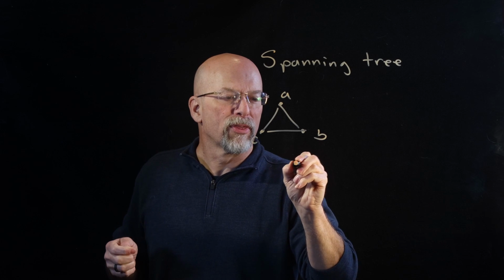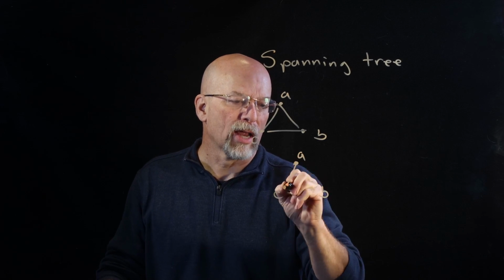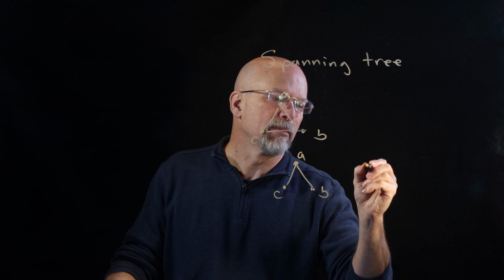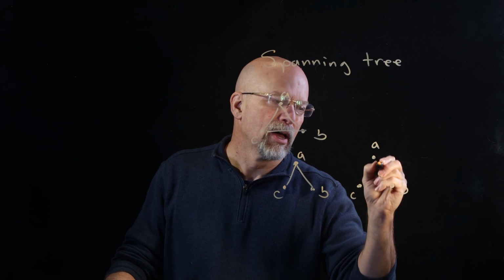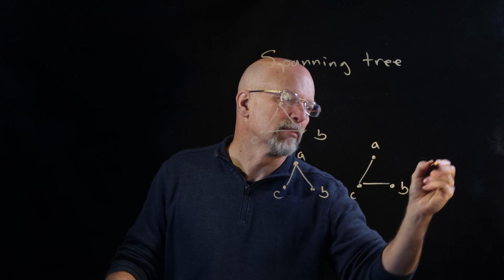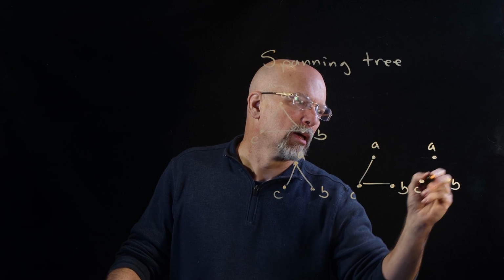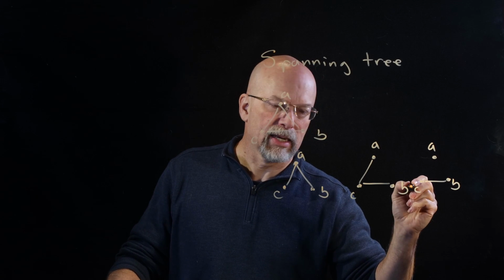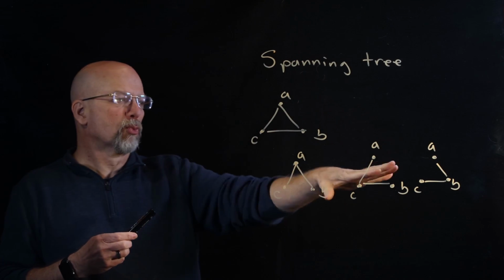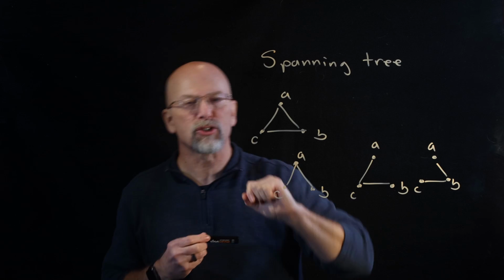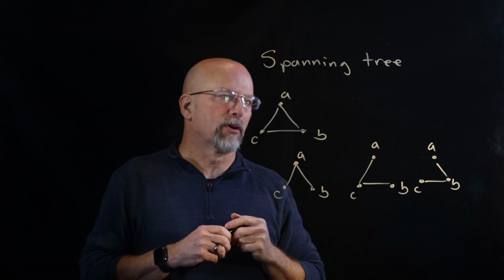So for this 3-node graph, so we have A, B, C, we could have A and C connected and A and B connected. We could also have A and C connected and C and B connected, and we could have B and C connected and A and B connected. So there were actually 3 possible spanning trees that are a result of this complete graph of 3 vertices.